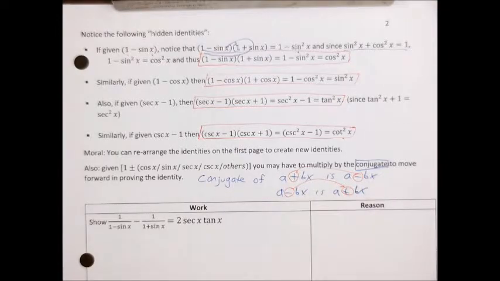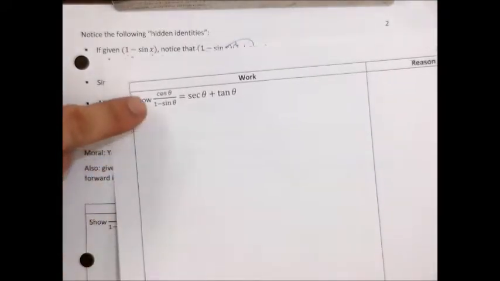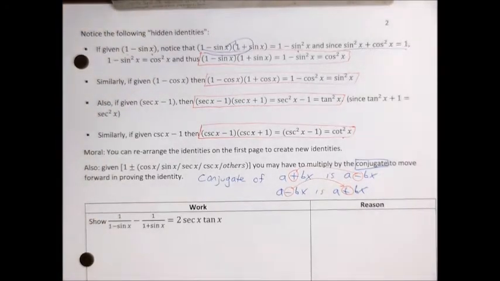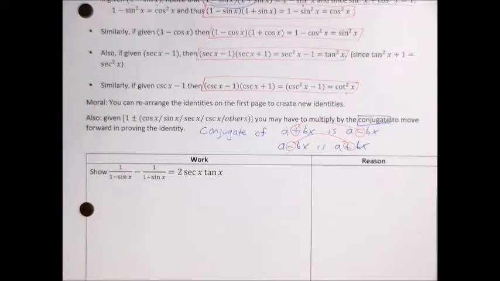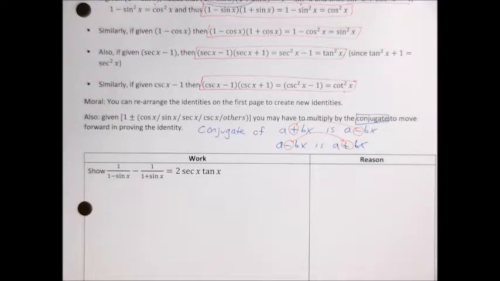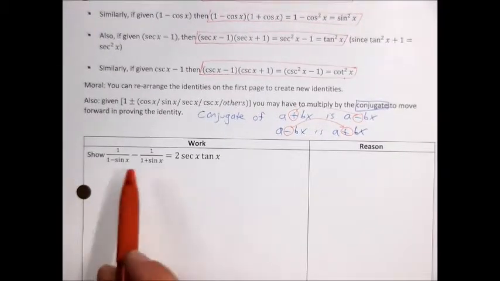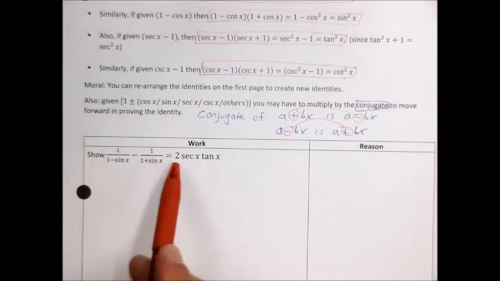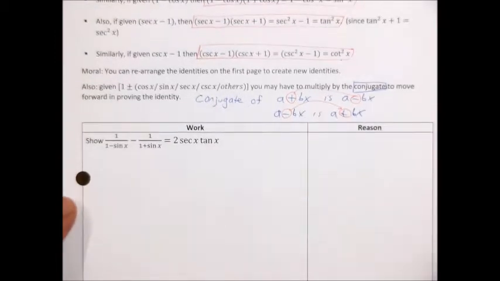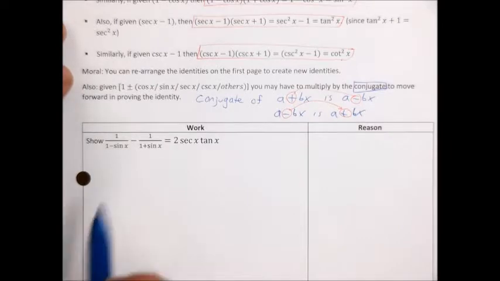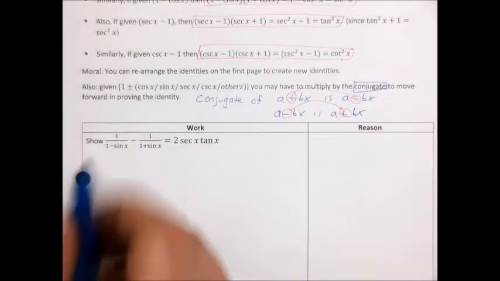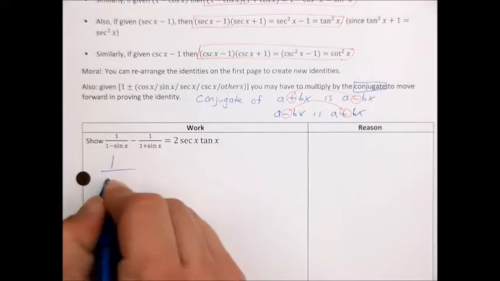And so again, on this next one, we'll do that to start this one off. That's a good thing to do, and we'll also see that in this example here. So let's say we wanted to prove that 1 over 1 minus sine minus 1 over 1 plus sine equals 2 secant tangent. If we were going to prove that, we might start out with the more complicated side, which to me is the one that has a couple fractions in it. And so we would write down the more complicated side.